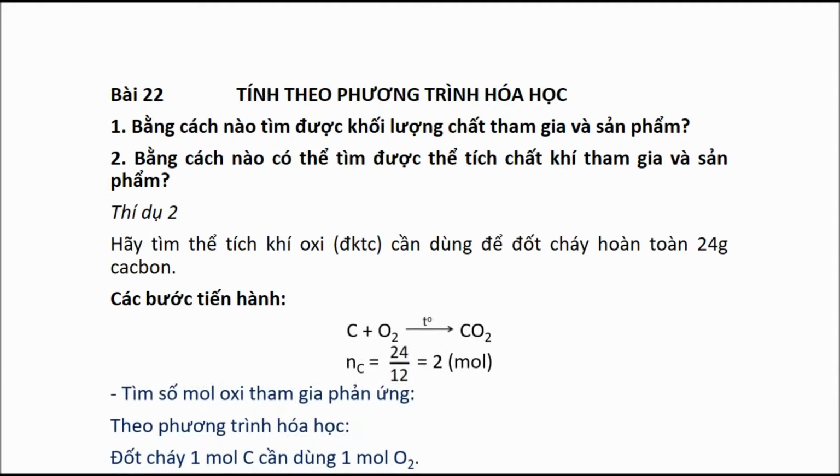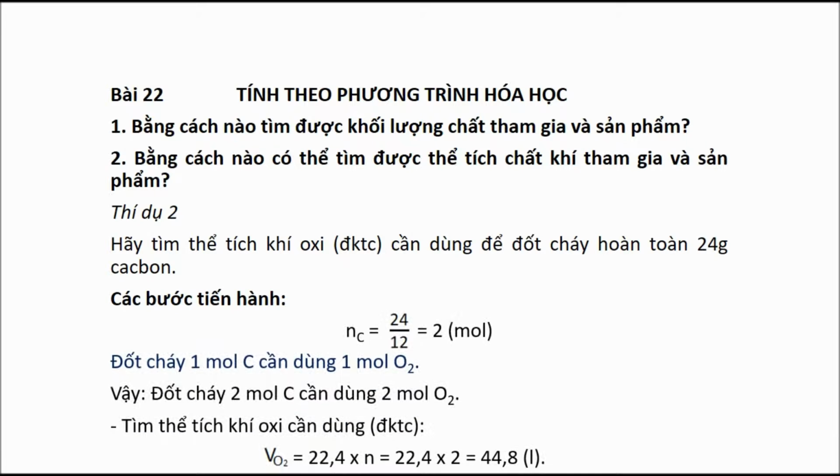Find the number of moles of oxygen used in the reaction. From the chemical reaction, 1 mole of O2 is needed to burn 1 mole of C completely. Thus, 2 moles of O2 is needed to burn 2 moles of C. Find the volume of oxygen needed at STP. V_O2 equals 22.4 multiplied by n equals 22.4 multiplied by 2 equals 44.8 liters.